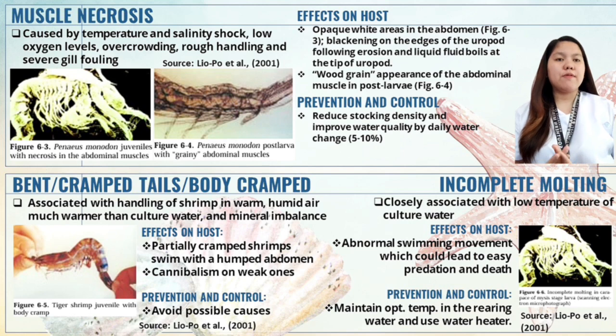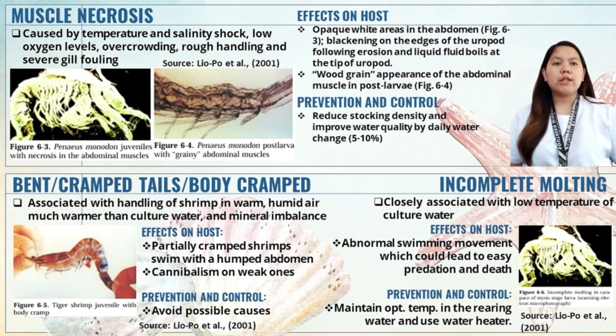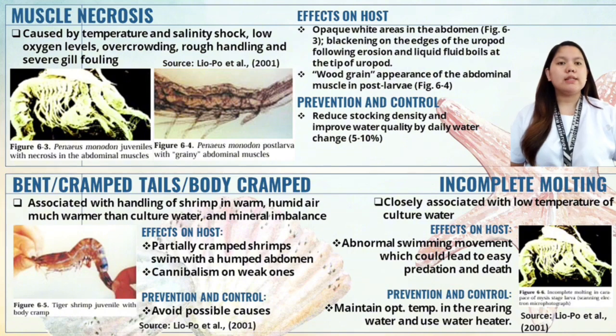So in the figure 6.6, this is an example of an incomplete molting in carapace of mysis stage larva under the scanning electron microphotograph. So for the effect of incomplete molting on the host, there is an abnormal swimming movement which could lead to easy predation and mortality. So the prevention and control for this disease is that we need to maintain optimum temperature in the rearing water and always use water heater.